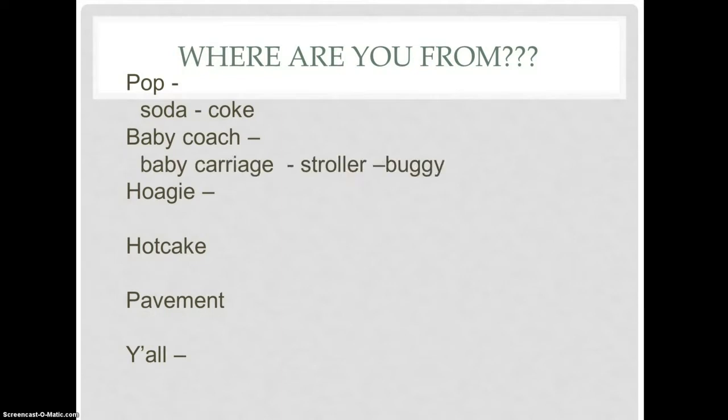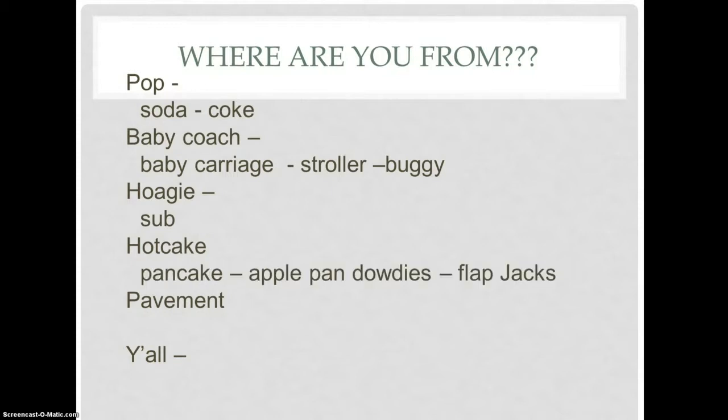In some places, baby coach is also called a stroller or a buggy. How about a hoagie? Yeah, in the West it's called a sub. In New York, a sub sandwich is a hoagie. Hotcakes, there's another one. Pancake. Apple pandowdy might be a specific type of hot cake, and there's a song that I won't sing that goes with apple pandowdy. Flapjacks is another word that's used to talk about a hot cake. How about pavement, sidewalk, and another dialectic word, y'all, means you plural, y'all, and I've even heard people say all y'all.